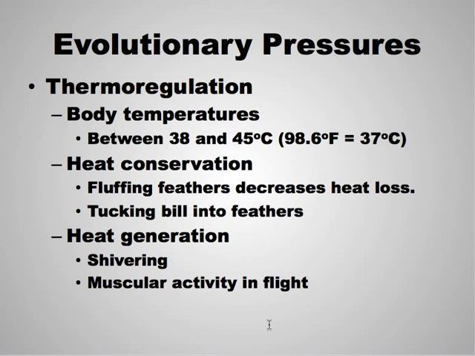Thermoregulation capabilities. Birds are maintaining body temperatures somewhere between 38 and 45 degrees Celsius. If you look at our body temperature, we're looking at about 37 degrees Celsius. So higher than us, of course. Their additional forms of heat conservation include fluffing the feathers to decrease heat loss, tucking their bill into their feathers. They can also generate heat by shivering, and muscular activity in flight.